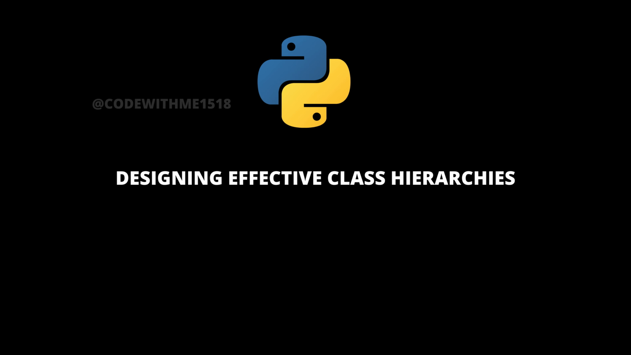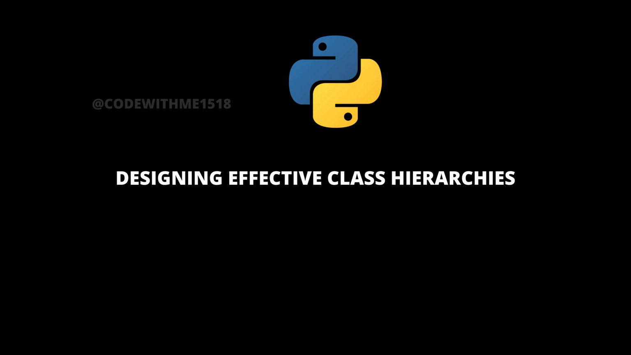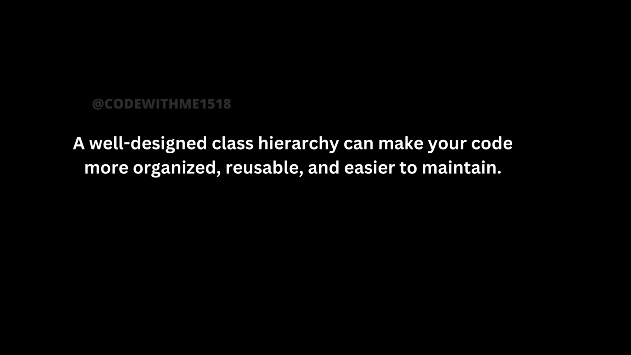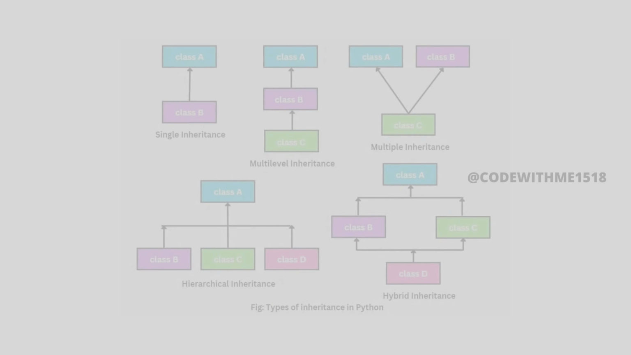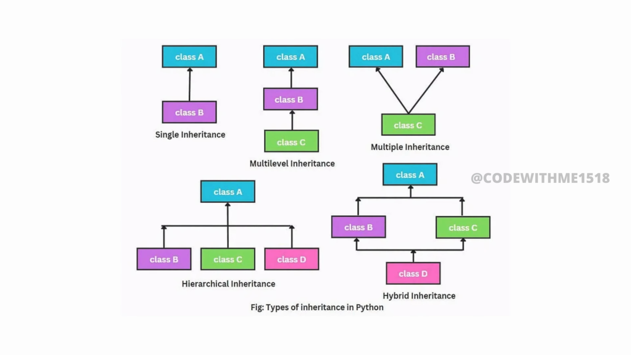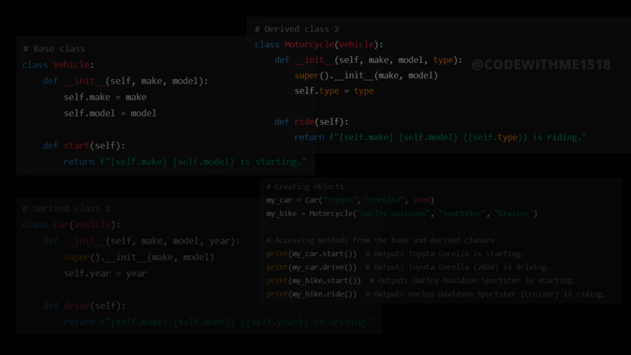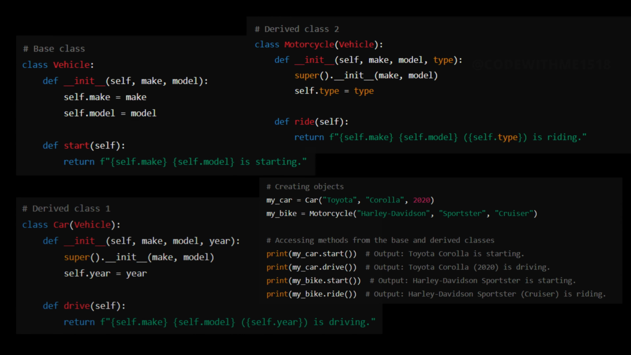Finally, let's discuss designing effective class hierarchies. A well-designed class hierarchy can make your code more organized, reusable, and easier to maintain. Here's an example of a class hierarchy. In this example, we have a base class vehicle and two derived classes, car and motorcycle. Each derived class inherits attributes and methods from the base class while also defining its own unique attributes and methods. This creates a clear and maintainable class hierarchy.